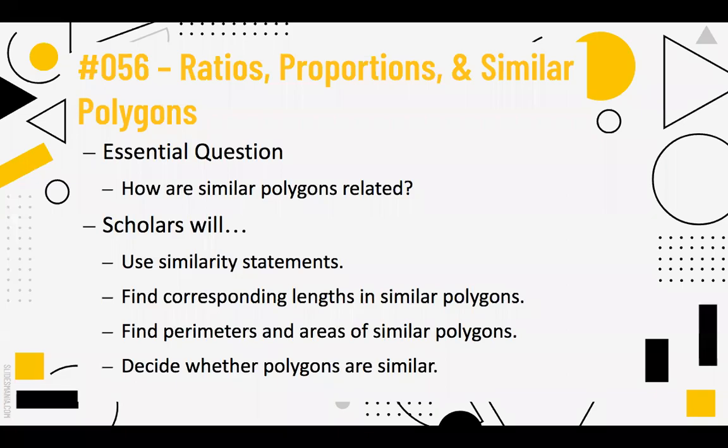All right. So our question is, how are similar polygons related? Because of course, in the end, we want to talk about similar polygons because eventually we're trying to get to similar triangles, and similar triangles are going to have relationships just like when we talked about congruent triangles. So that's the end goal. So we're going to use similarity statements, find corresponding lengths, then find perimeters and areas of similar polygons.